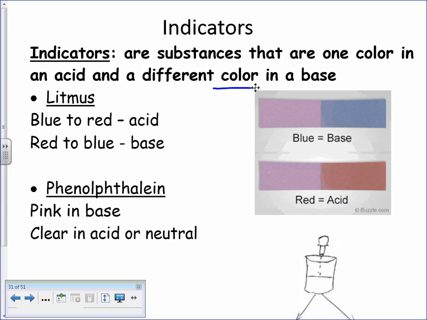And if you put it in there and it turns pink, like a hot magenta, like Jasmine's shirt, really bright pink, it's generally called a base. So that's going to be pH greater than 7. And this is a pH less than 7.